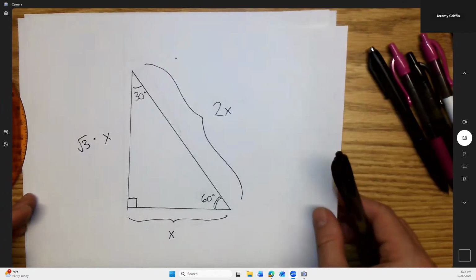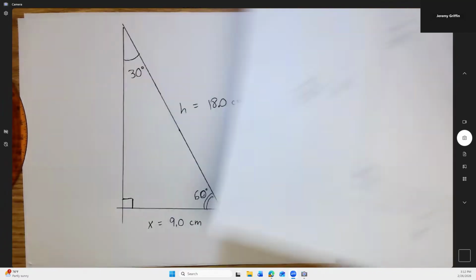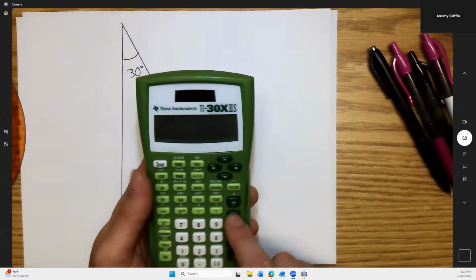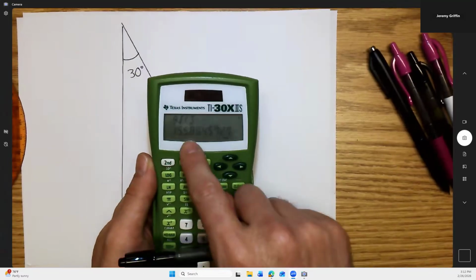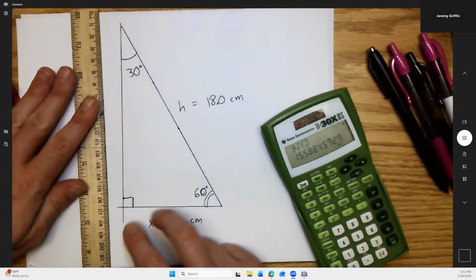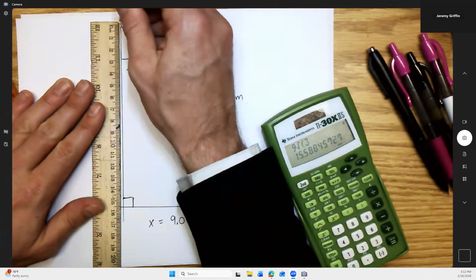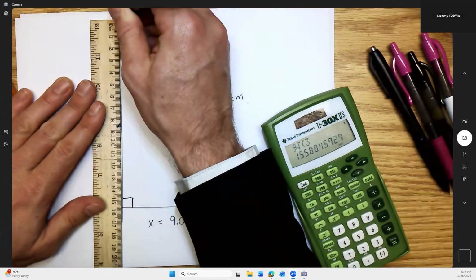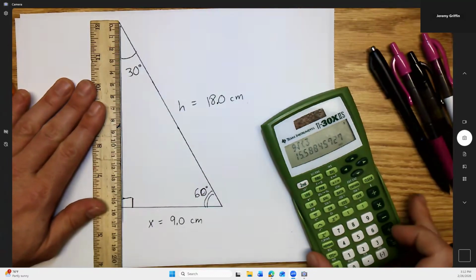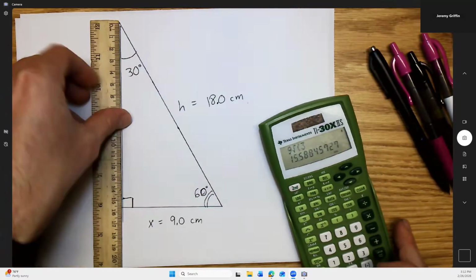Okay, so you guys go with that? Let's see what it is over here. If I multiply, what is 9 root 3? It's like 15.58. I wonder if this side is about 15.58. Let's see. Go up here, measure this out. 15.6. Close enough. Yeah, 15.6 something. All right, that's it.